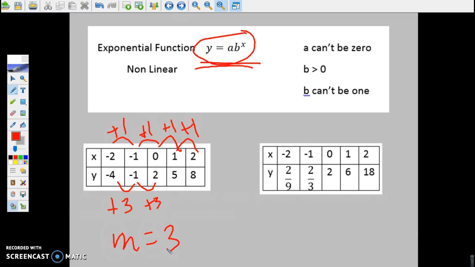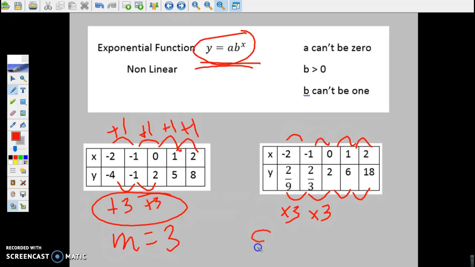Now my second table, again, I start off by asking, did each of these increase by 1? Yes, they did. So because they increased by 1, then I start looking at my bottom values. To go from 2/9 to 2/3, it's a multiplier of 3. To go from 2/3 to 2, it's a multiplier of 3. To go from 2 to 6, it's a multiplier of 3, and so on. Because it is a multiplier rather than an additive, this is going to be an exponential function.